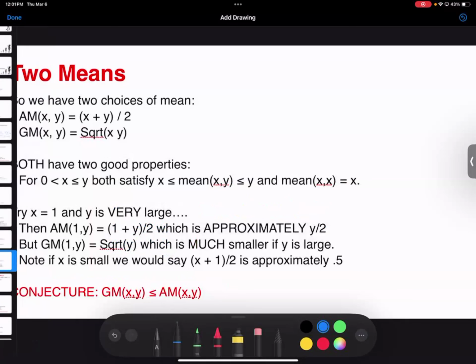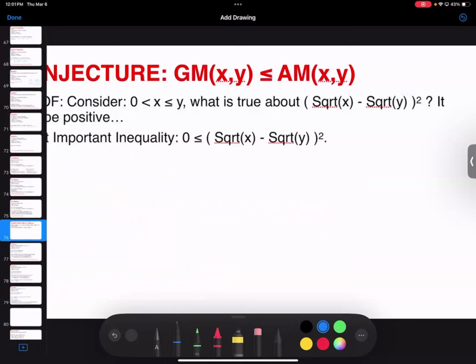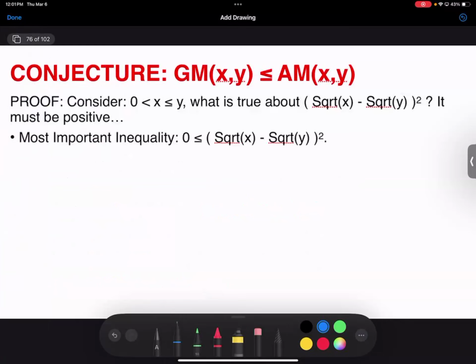Okay, so let's prove it. This is the proof. There are many different ways of proving this. This way uses what many consider the most important inequality in all of mathematics. If x is a real number, x squared is greater than or equal to 0. It's amazing how many things follow from this observation. The square of any real number is non-negative. You just have to figure out what to square.